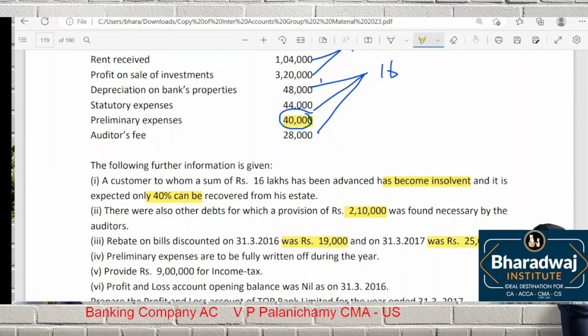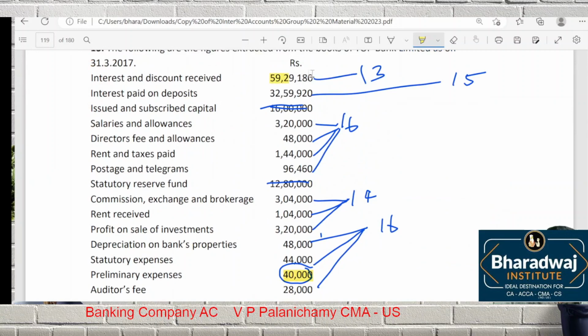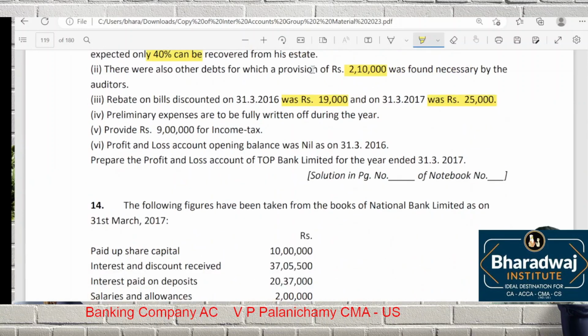Rebate on bills discounted. Opening and closing balance is given to us. We will add it with the discount. In 13, we will add the opening rebate and reduce what? Closing rebate.